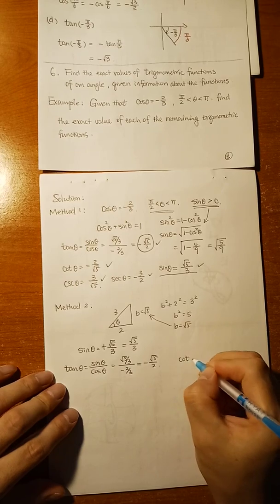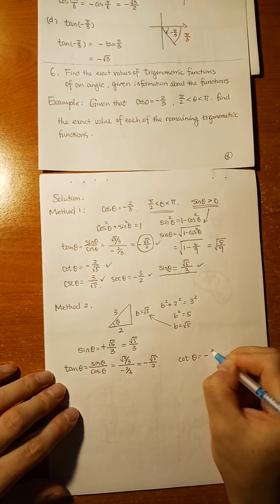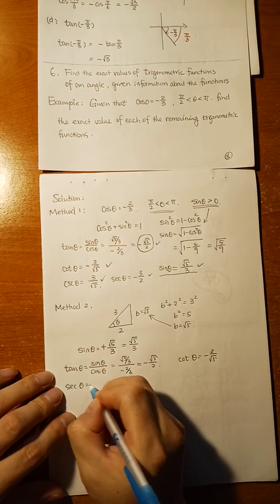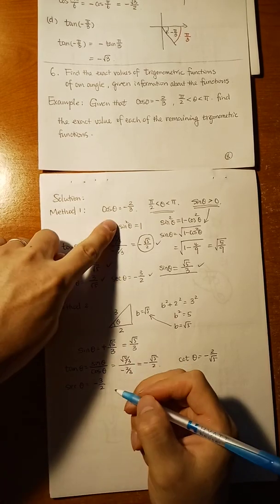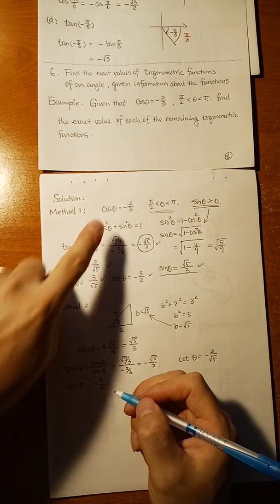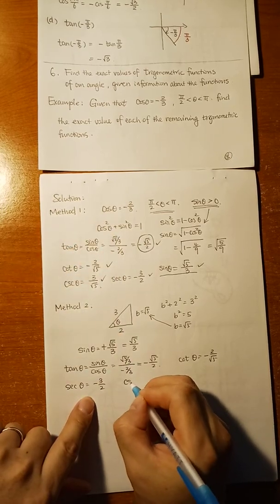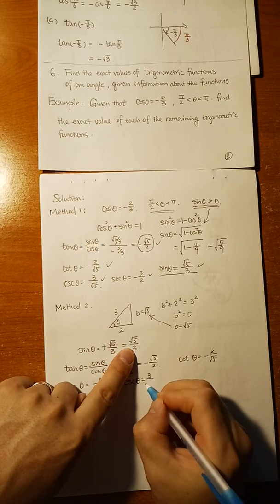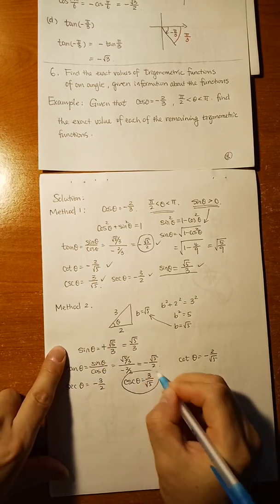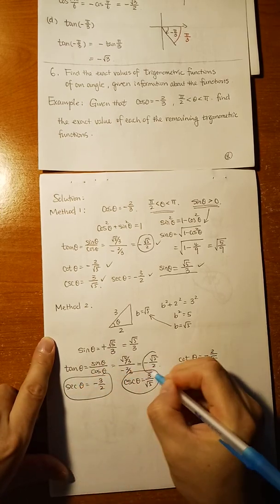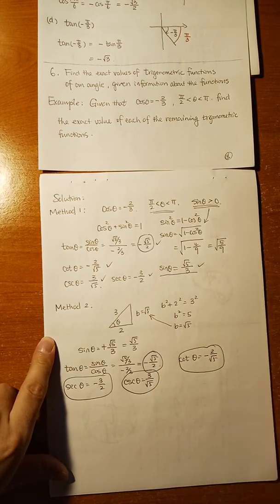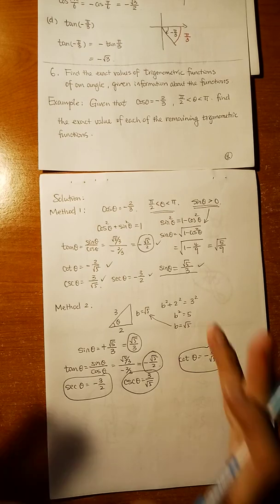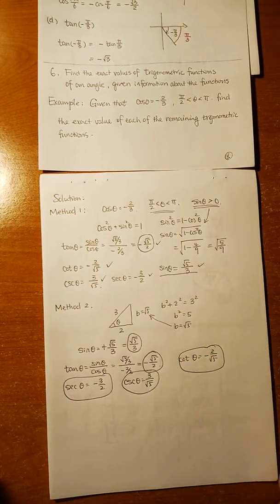And then you get the cotangent, negative 2 over square root of 5. And secant is negative 3 over 2. You flip cosine, you get the secant. And the cosecant, you flip sine, you get the cosecant. Okay? The same value, but you have a different approach.